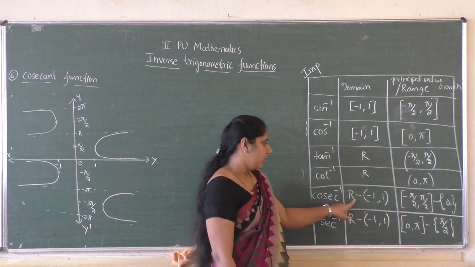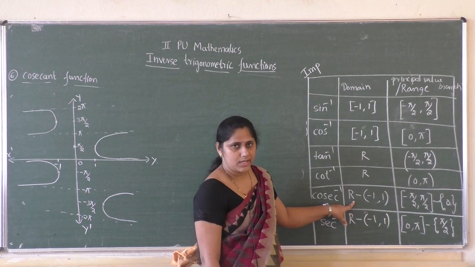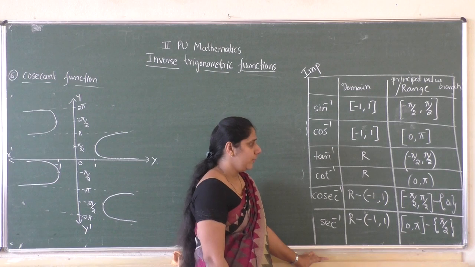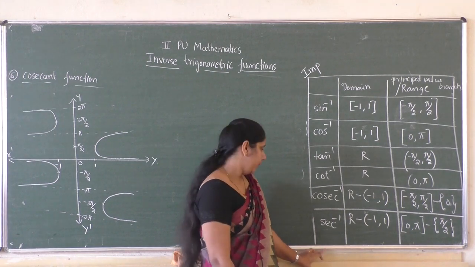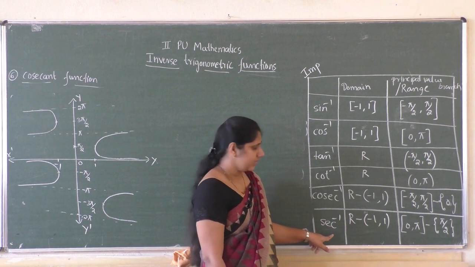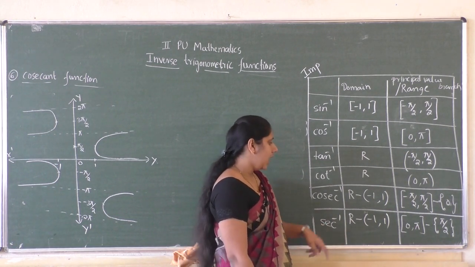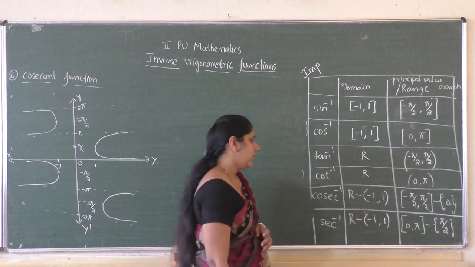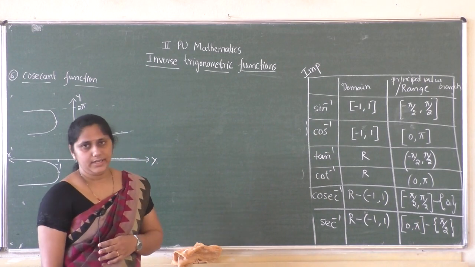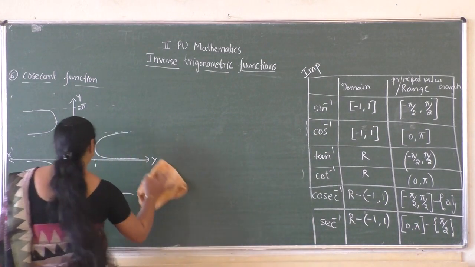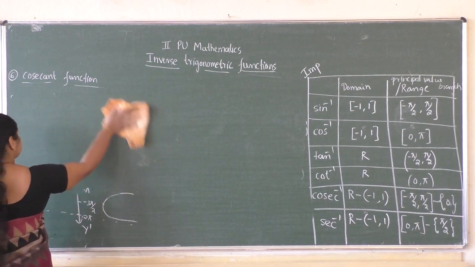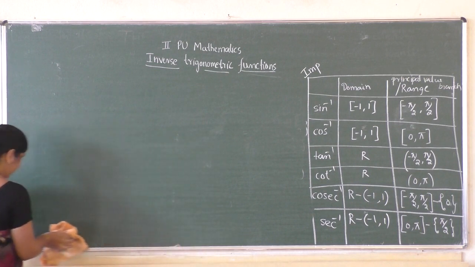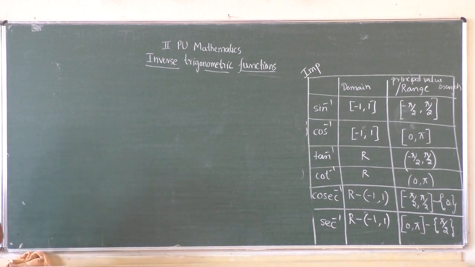And cosec inverse domain R minus open interval -1 to 1 and range is closed interval -π/2 to π/2 minus set containing 0. And the last one, domain of sec inverse function is R minus open interval -1 to 1 and range is closed interval 0 to pi minus set containing π/2. So you have to remember this table. It's very important for 1 mark.